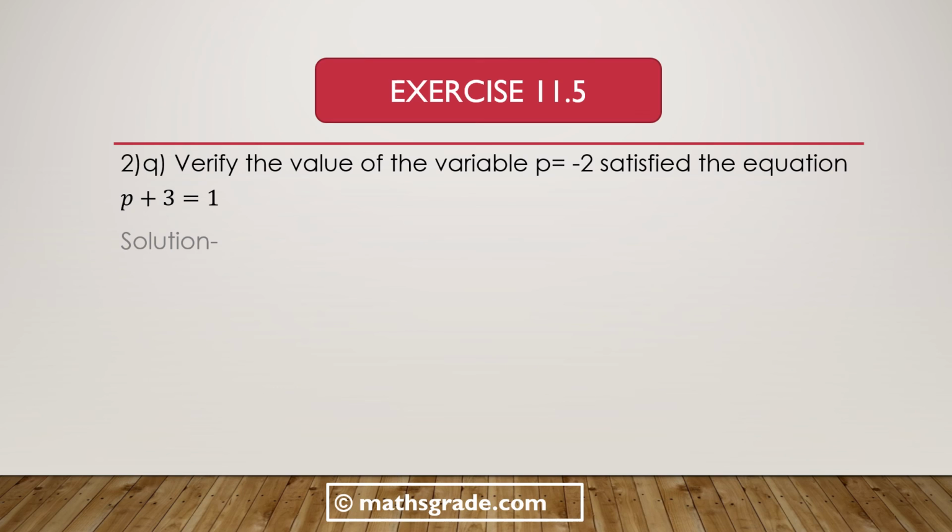Now Q B. Verify the value of the variable p equal to minus 2 satisfied the equation p plus 3 equal to 1 or not. Substituting the variable p equal to minus 2 in the left hand side of the equation, that is left hand side is p plus 3. Substitute p equal to minus 2. Now it becomes minus 2 plus 3 and minus 2 plus 3 is 1.